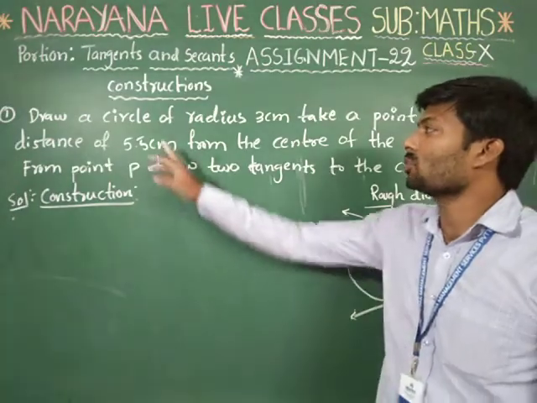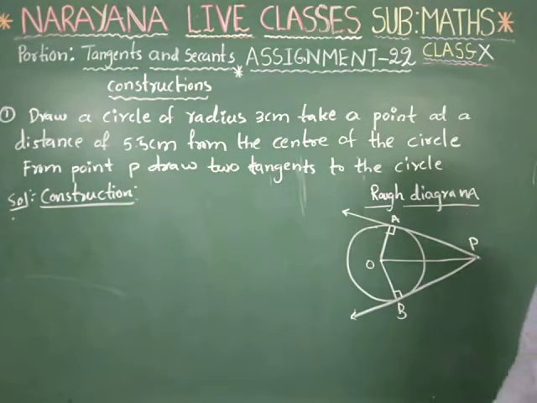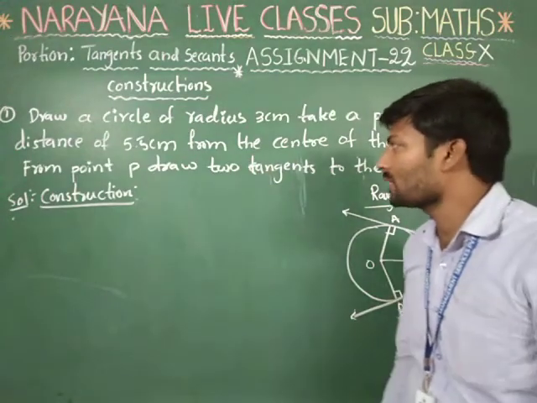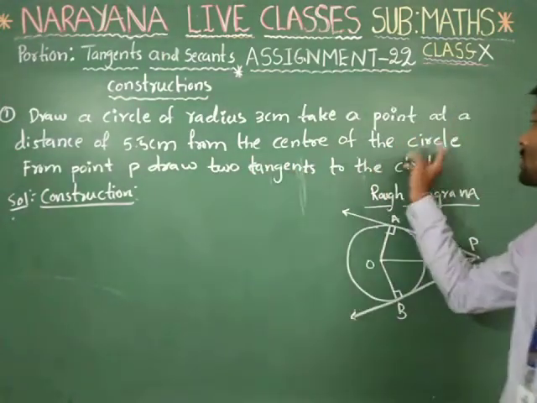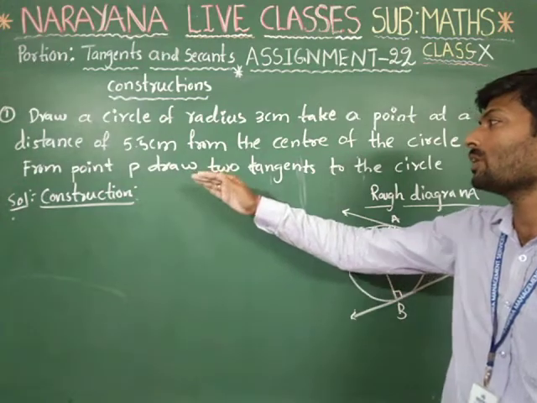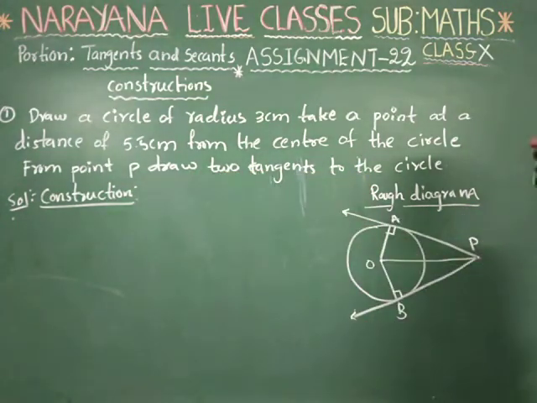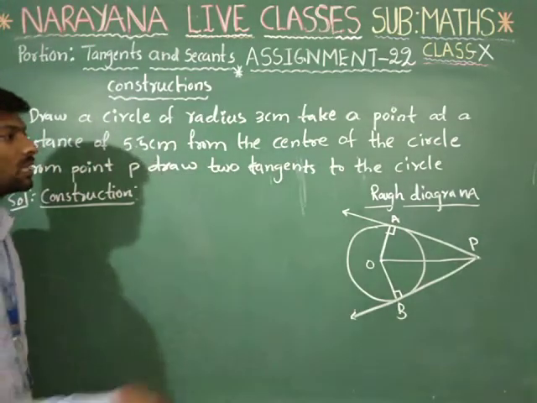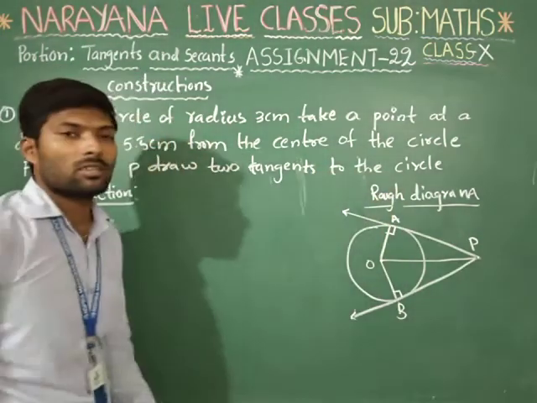First construction. Draw a circle of radius 3 cm. Take a point at a distance of 5.5 cm from the center of the circle. From point P, draw two tangents to the circle. Now we have to see. This is a rough diagram for the given construction.